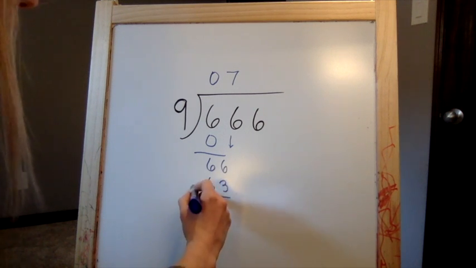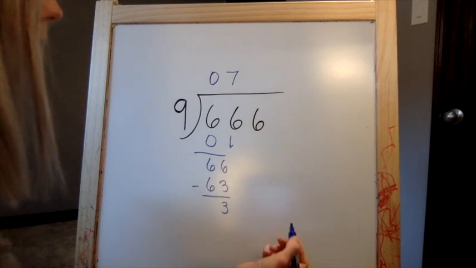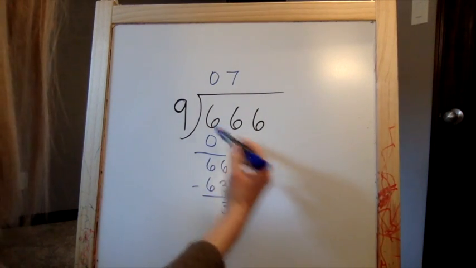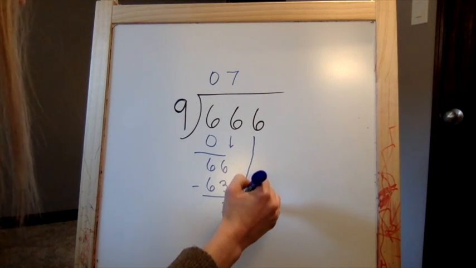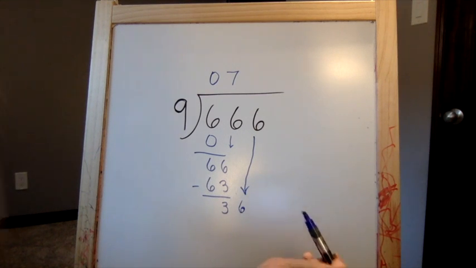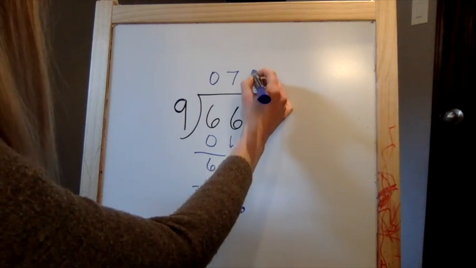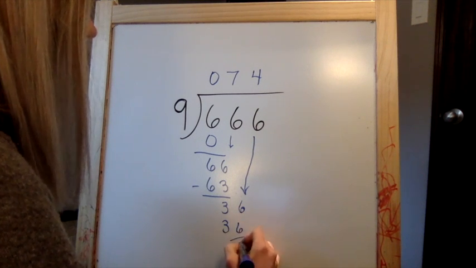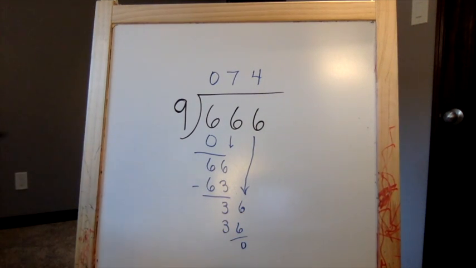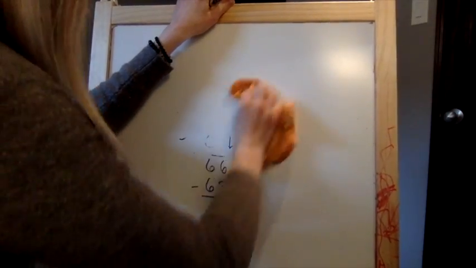Okay, we subtract to find the difference, and the difference is 3, right? 6 subtract 3 is 3. 9 can't go into 3, so I need to bring down this other 6 with my wonky line. 9 goes into 36. So think about it. 9 goes into 36 4 times. 9 times 4 is 36. 0? Booyah, we're at 0. So 9 goes into 666 74 times. All right, let's do the second one.